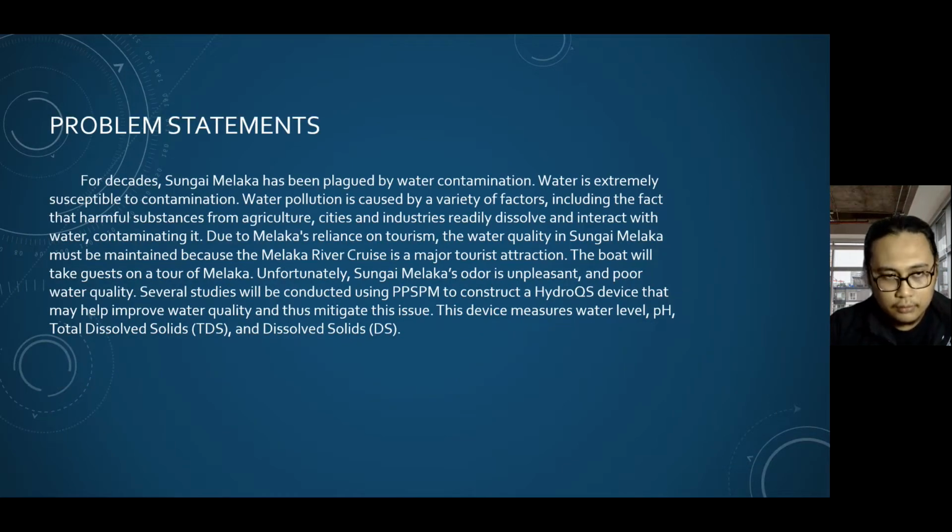Problem statement. For decades, Sungai Malacca has been plagued by water contamination. Water is extremely susceptible to contamination. Water pollution is caused by a variety of factors, including harmful substances from agriculture, cities, and industry that readily dissolve and interact with water. Due to Malacca's reliance on tourism, the water quality in Sungai Malacca must be maintained because the Malacca River coast is a major tourist attraction. The boat takes guests on a tour of Malacca. Unfortunately, Sungai Malacca has an unpleasant odor and poor water quality.